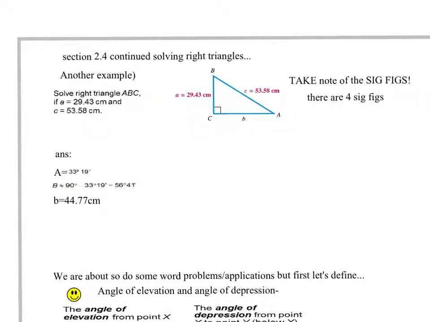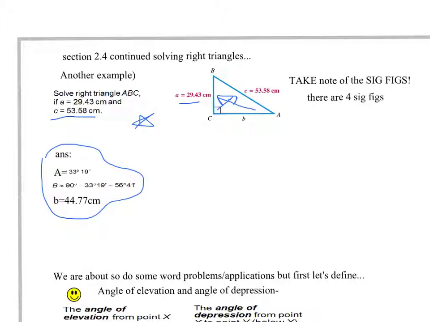Okay, so this is another good one to practice with. We have a right triangle ABC. We are given that a is 29.43, which is labeled directly across from angle A, and c, remember c is reserved for the hypotenuse, is 53.58. Remember your hypotenuse is across from your 90-degree angle. Okay? And we're told to solve the triangle, so that means find all these missing pieces. Now we have the answer key over here. Our goal is to just think about it together.